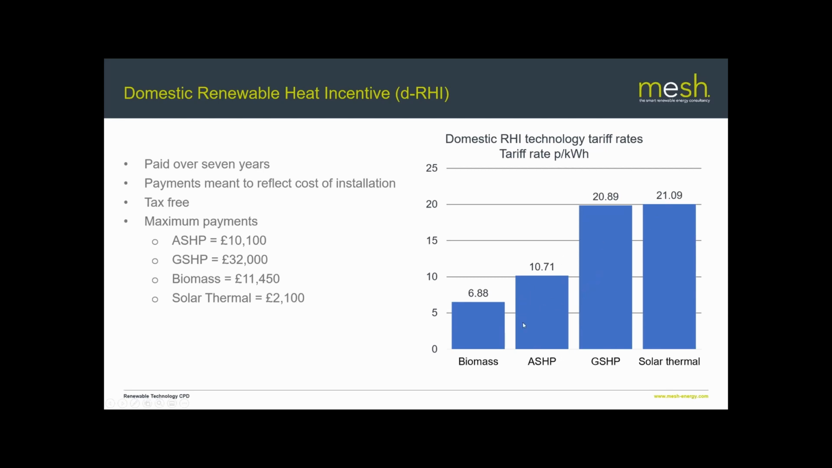So you then have to look at how much energy you're actually producing from your heat pump, and that is done on a per kilowatt hour basis. For an air source heat pump, you get paid 10.71 pence per kilowatt hour, up to the maximum of £10,100 over the 7 years. For a ground source heat pump, you get up to 20.89 pence per kilowatt hour, up to your maximum of 32,000, etc.